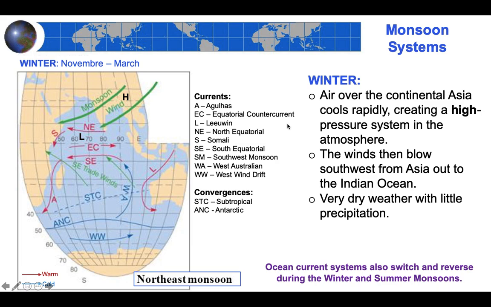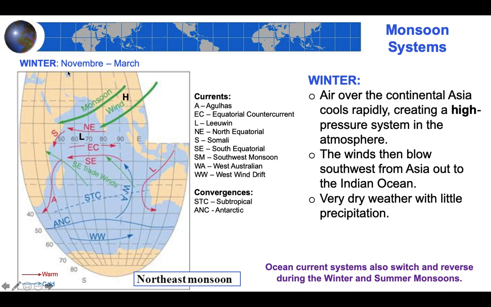Monsoon systems are also part of the surface currents in the oceans. We briefly talked about monsoons when we talked about the atmospheric circulation patterns. And here is a map that shows the Indian Ocean, Australia to the east, Africa, the Arabian Peninsula, and the Indian subcontinent right there. And this is the subtropical gyre system in the southern Indian Ocean.